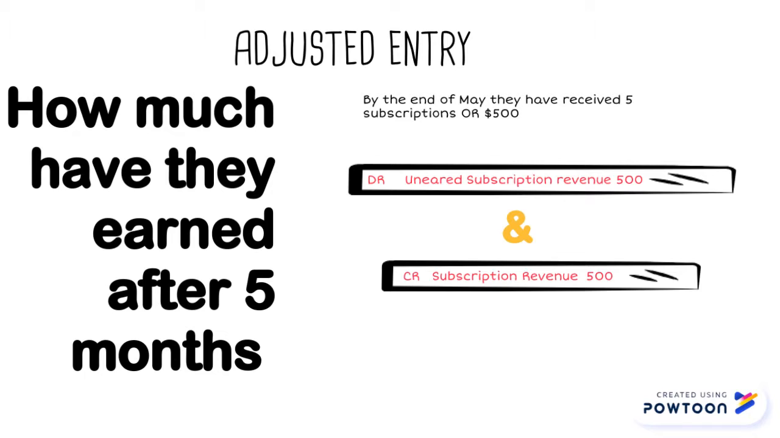The adjusting entry on this after 5 months would result in the unearned subscription revenue going down, which becomes debited, and the subscription revenue going up, becoming credited.